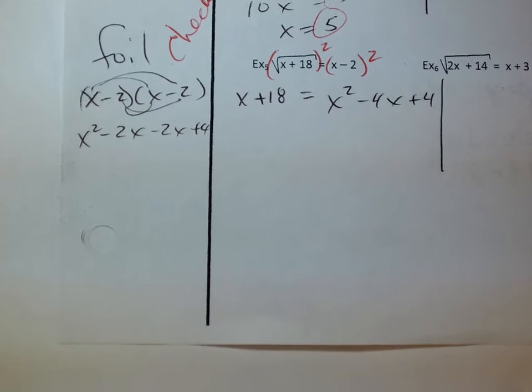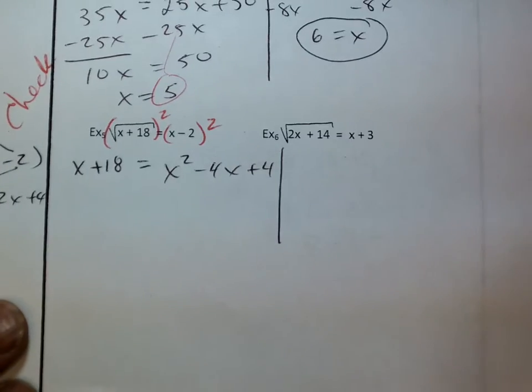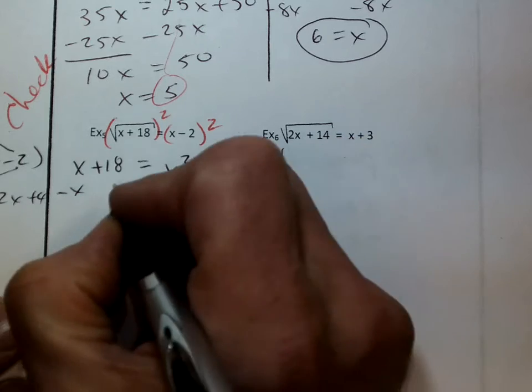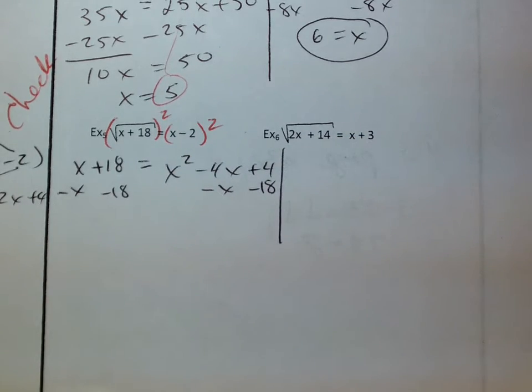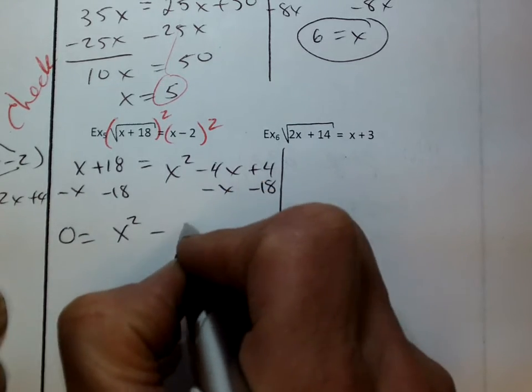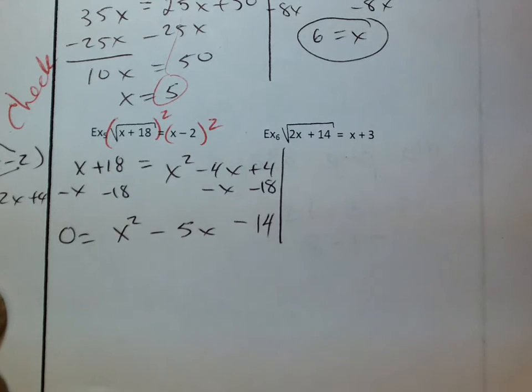So now I can have 2 answers, right? So originally when I said we couldn't have 2 answers, in this case we're going to have 2 answers because we wound up with an x squared, okay? So we're going to use that f word again. We're going to need to factor. So I'll bring over my x, minus x, and minus 18, because I want to bring everything over to factor it, right? So I'm going to have 0 equals x squared minus 5x minus 14, right?